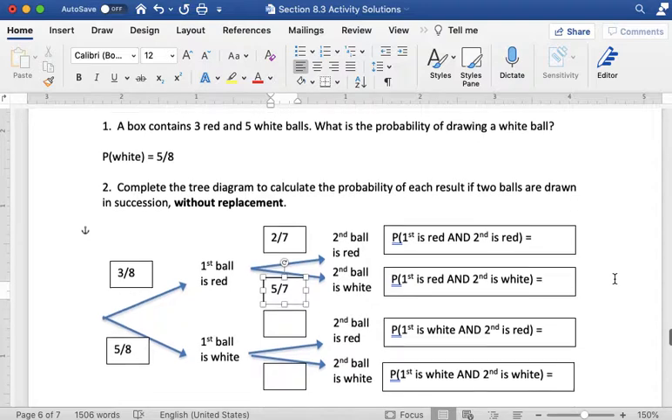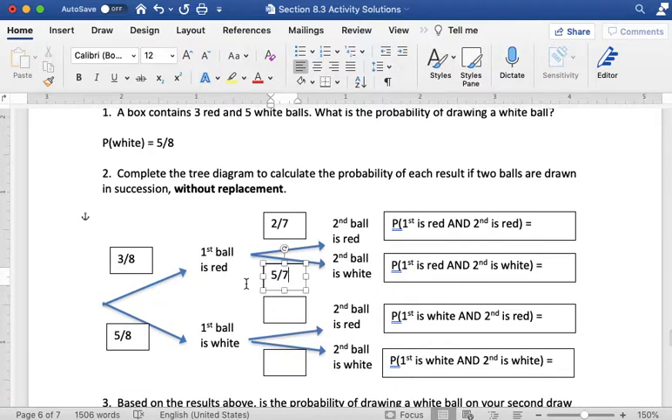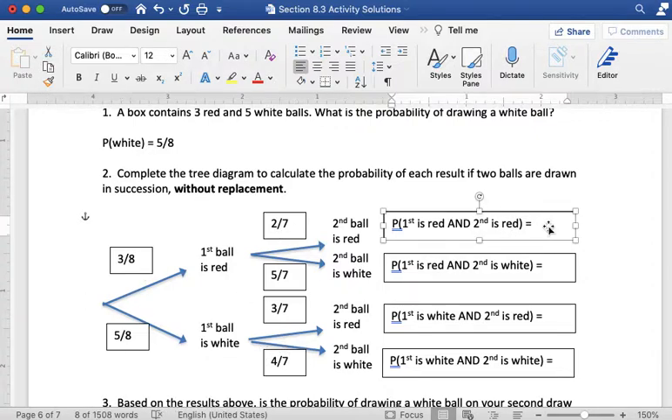If our first ball is a white ball, then that means that what is left in the box is 3 red and 4 white balls. So the probability of drawing a red on the second draw is 3/7. And the probability of drawing a white is 4/7, because there are 3 red and 4 white balls left, so 7 total balls. Now we can find the probability of each combination here. So the probability that the first is red and the second is red is 3/8 times 2/7.